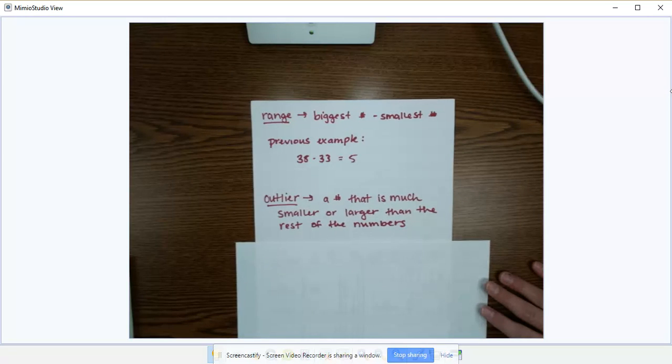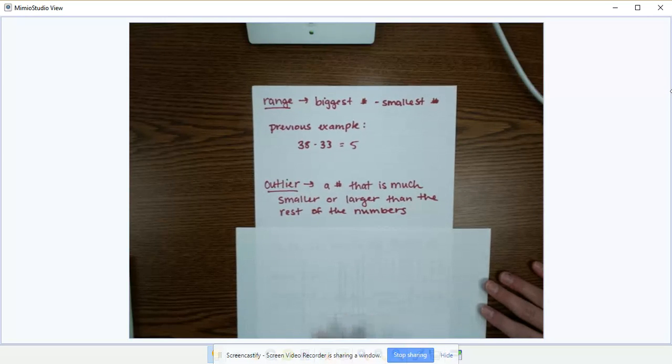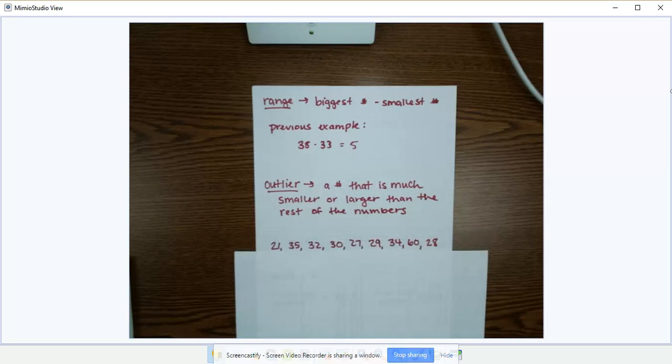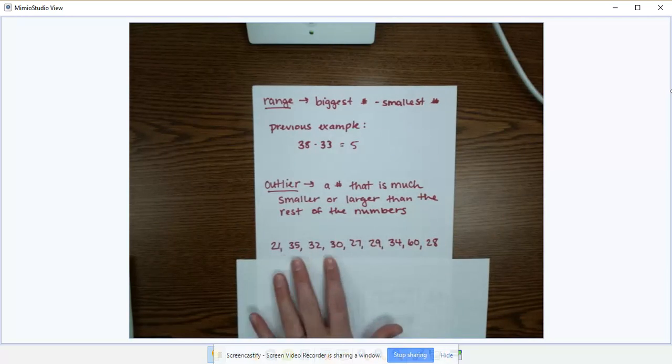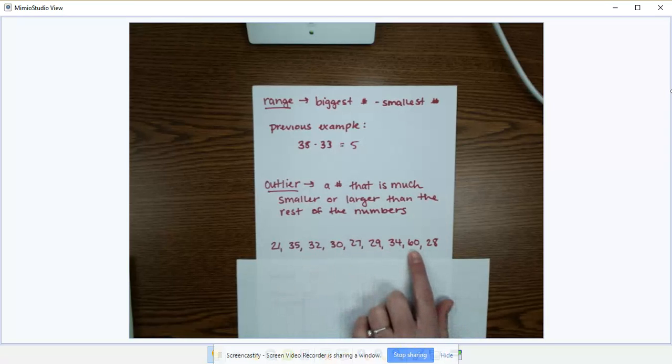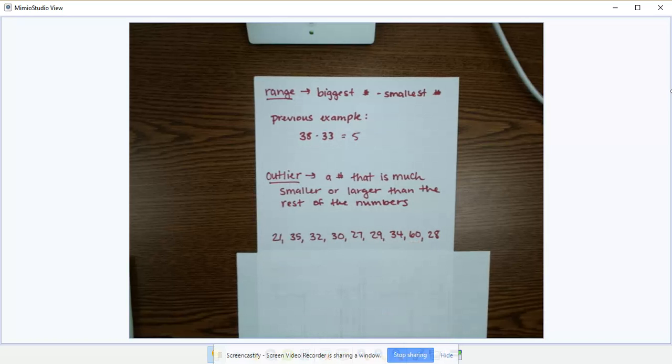Last thing I want to talk about is an outlier. So an outlier is a number that is lots larger or lots smaller than the rest of the data. So here's an example. We have numbers in the 20s and 30s, and then we have this number in the 60s. So that 60 would be an outlier, and it does affect our measures of central tendency.